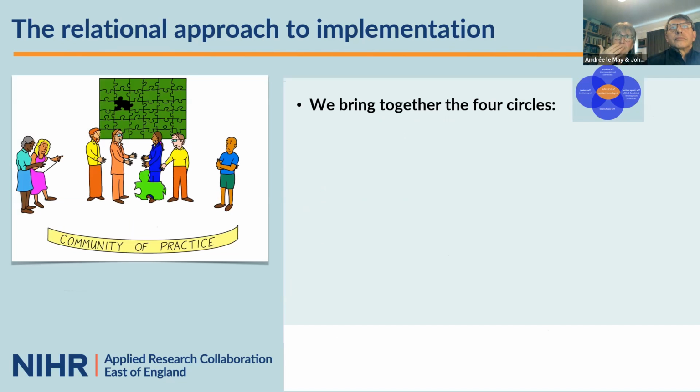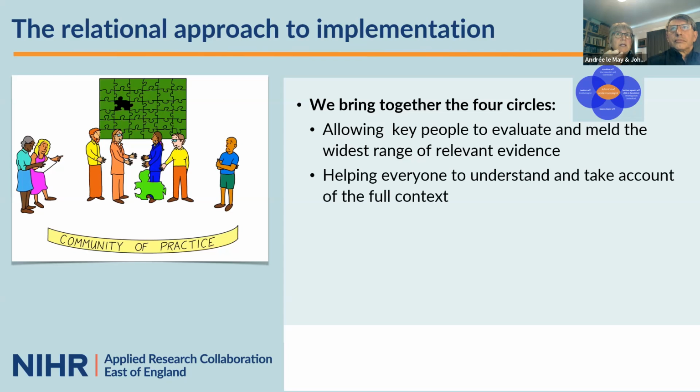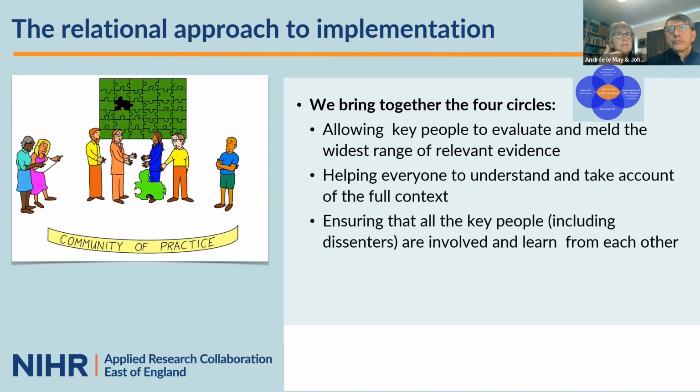So here we bring together the 4 circles to make sure that the key people are in our communities of practice, so that we can evaluate and meld the widest range of relevant evidence. We need to help everybody understand the context that evidence is going to move into, because if you don't understand the context, you will come across unnecessary barriers and you won't be as effective as you might be.